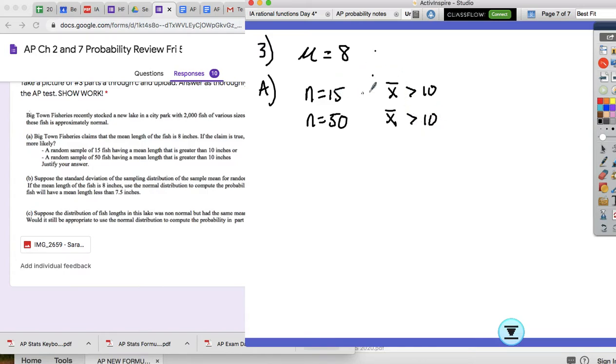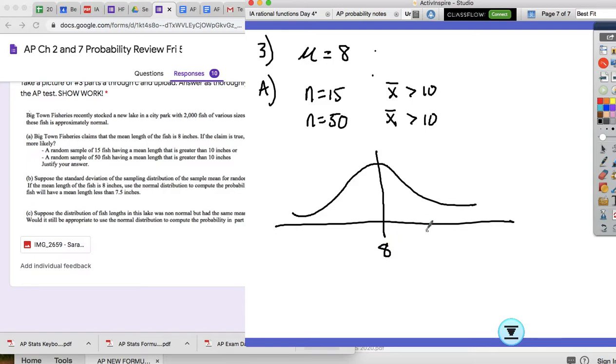Okay, now this is more of a conceptual problem. So the idea is we have a population distribution that is approximately normally distributed. The mean is 8. Okay, now what's going to happen if my sample size is small versus if my sample size is large? My sampling distribution mean being larger than 10. So 10 would be over here somewhere. Let me change the color. 10 is over here somewhere.